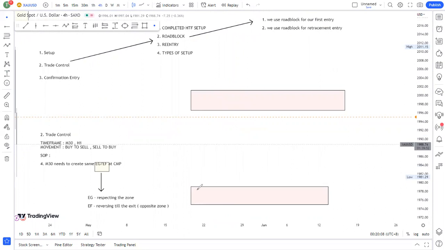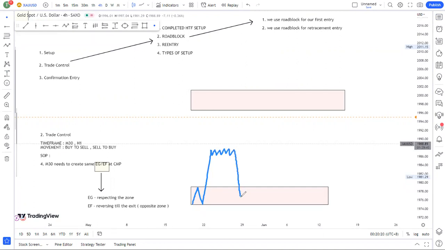H4, like always, creates SOP number one, pull back, get into the zone. SOP number two and number three focus on CMP. And then what is number four? Number four, 30 minutes needs to create the trade control. Yes, exactly. Go down and then create an engulfing buy, trade control.